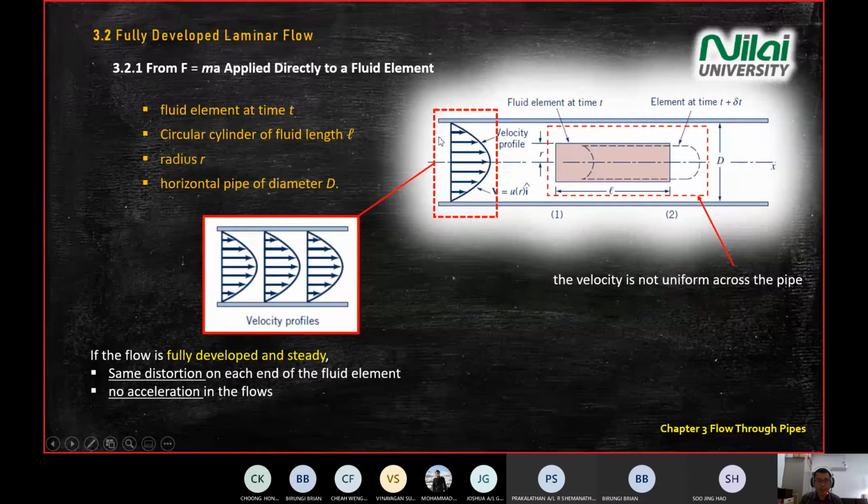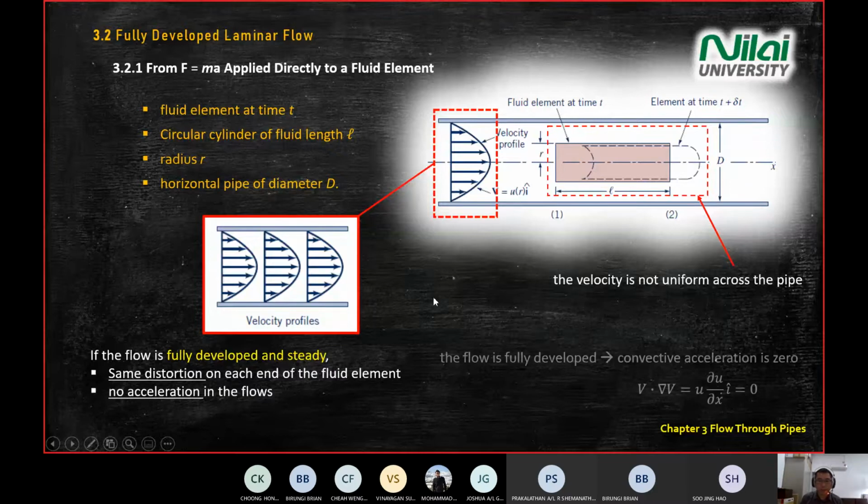In the diagram above question 8, you see this kind of shape. This shape we call the velocity profile.